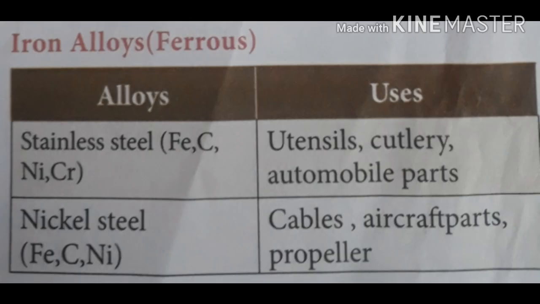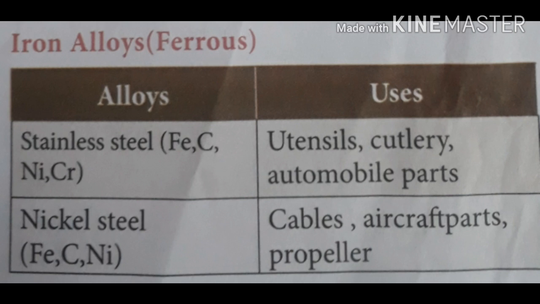Next we move on to iron alloys, that is ferrous alloys. Here also there are 2 alloys of iron. The first one is stainless steel. In our day-to-day life, we are using most substances that are made up of stainless steel. The stainless steel alloy consists of 3 metals and 1 non-metal. The 3 metals are iron, nickel and chromium, and along with that carbon is also there. It is a non-metal, carbon. So these 4 elements are present in the stainless steel alloy.